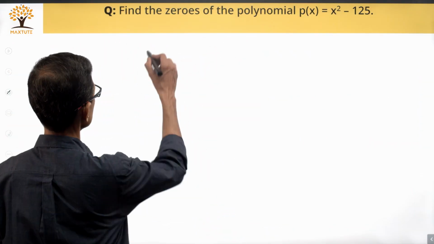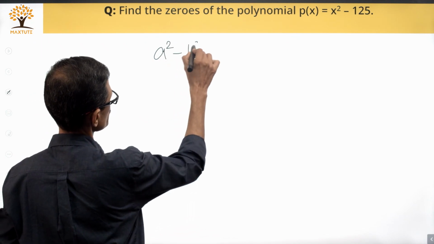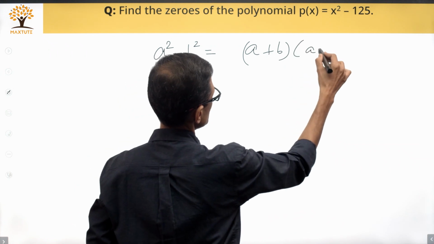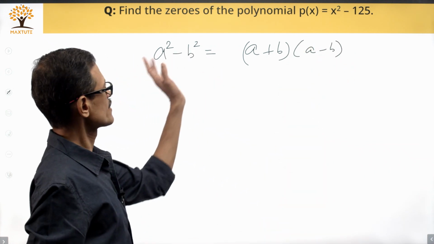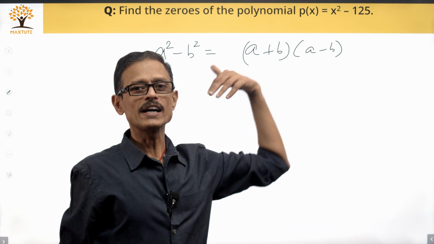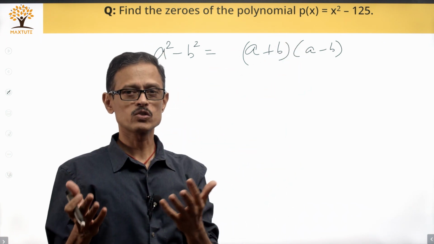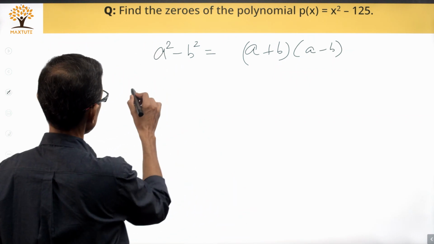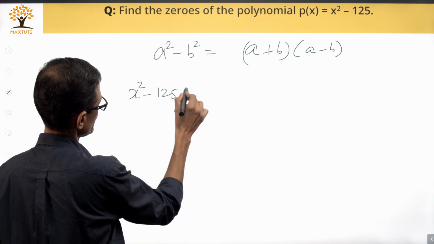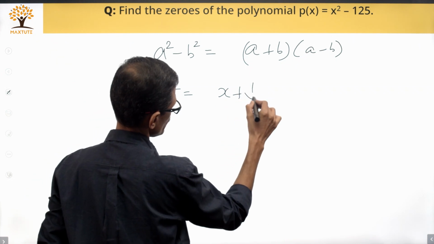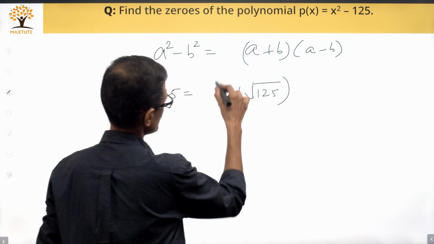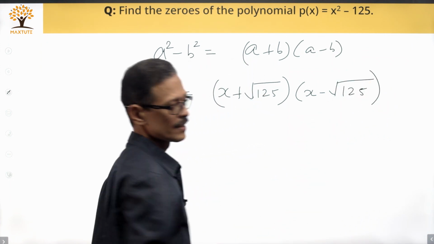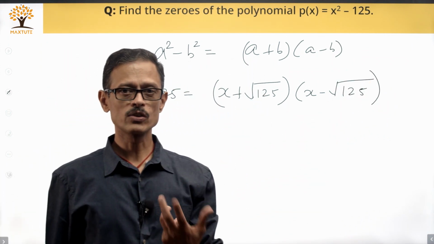X square minus 125 is of the form a square minus b square. A square minus b square will factorize as a plus b times a minus b. So, a for us is x, b is equal to square root of 125, which is not an integer because 125 is not a perfect square. So, x square minus 125 will factorize as x plus square root of 125 times x minus square root of 125. Next step, having factorized it, let's find out the zeros of the polynomial.